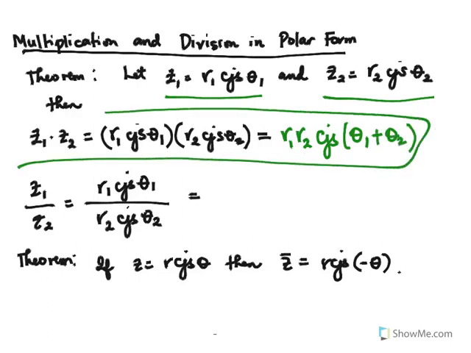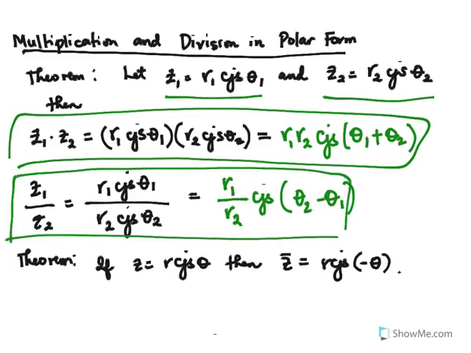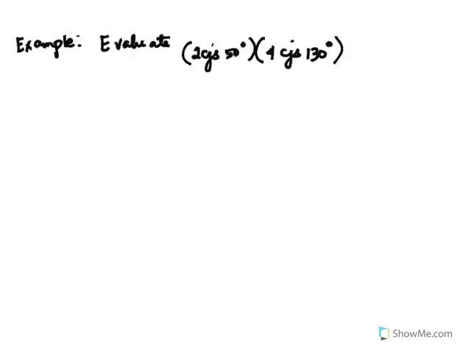For division, Z1 over Z2, okay? The quotient is simply the ratio or the quotient of the moduli R1 over R2, and then CJS, difference of the arguments, theta 1 minus theta 2. Also, if Z equals R CJS theta, then the complex conjugate Z bar is simply R CJS negative theta. So, ine-negative mo lang yung argument, yun na yung polar form nung conjugate ng iyong complex number.